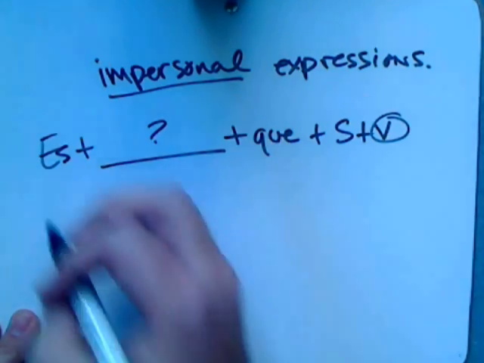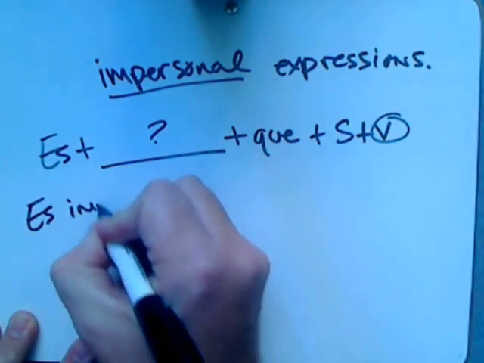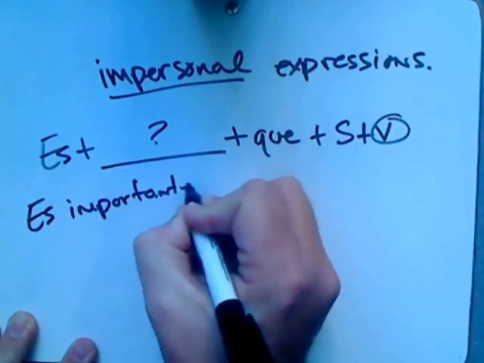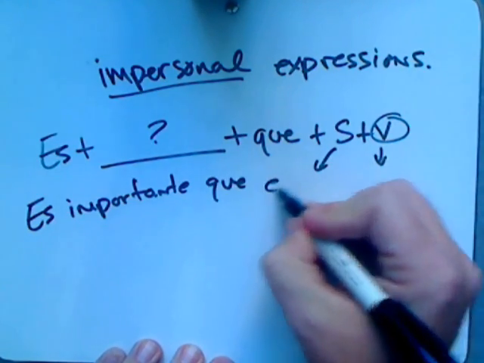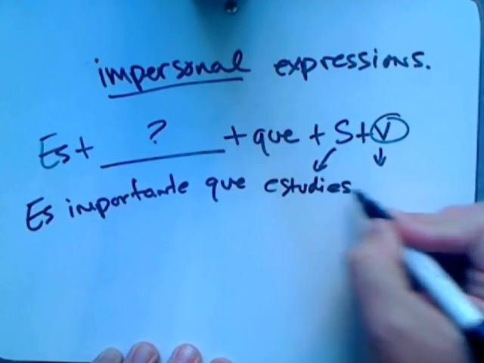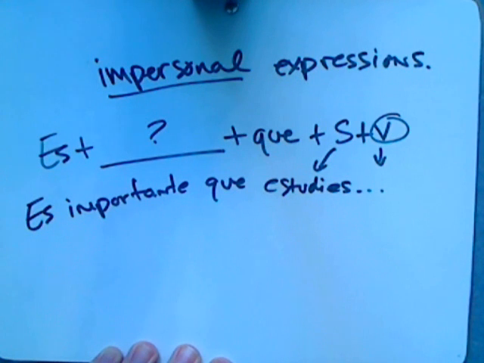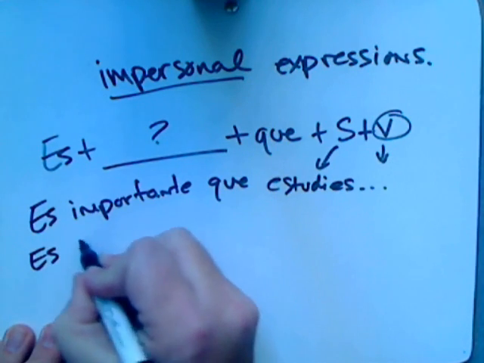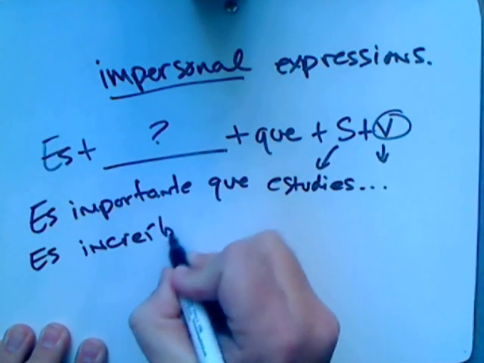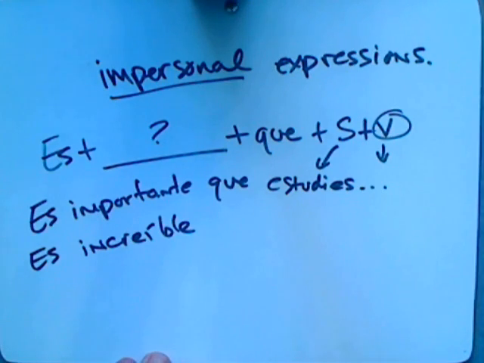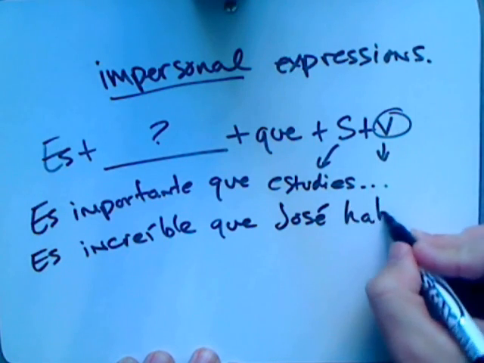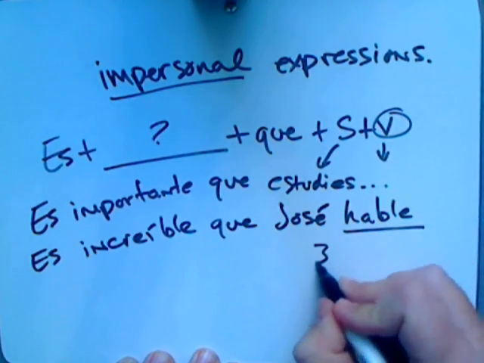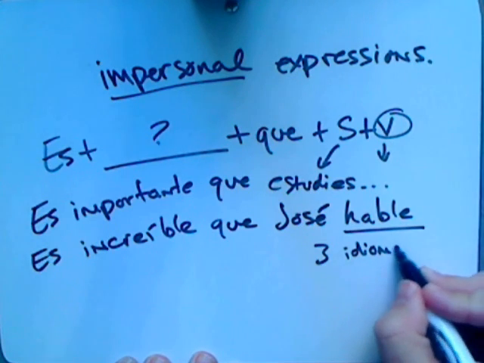Just to give you three quick examples of common ones. Es importante que, now we have our subject and verb, right? Es importante que tú estudies, for example, this weekend. Es importante que tú estudies este fin de semana. Or, es increíble. I'm trying to write fast because this is going to be a really long video. Es increíble que, and then we introduce our subject, José hable, verb in the subjunctive, tres idiomas. Es increíble que José hable tres idiomas.